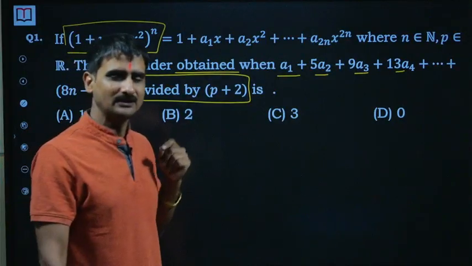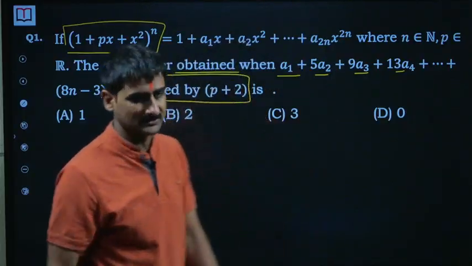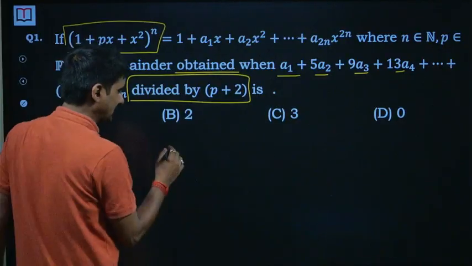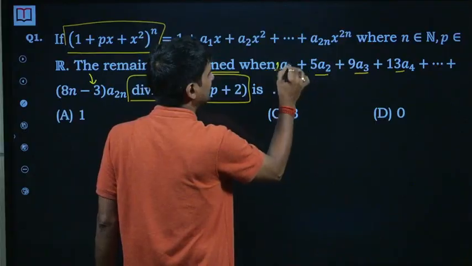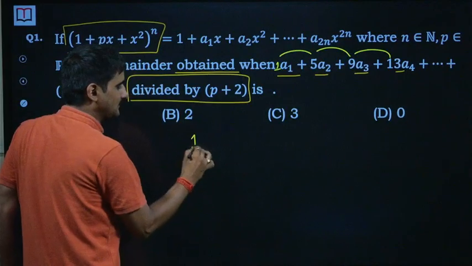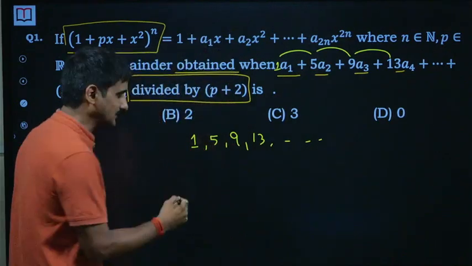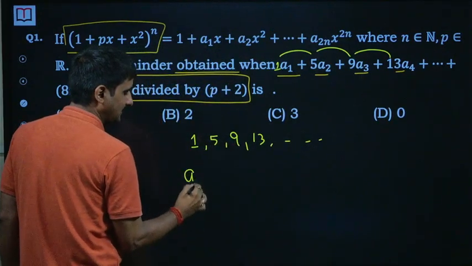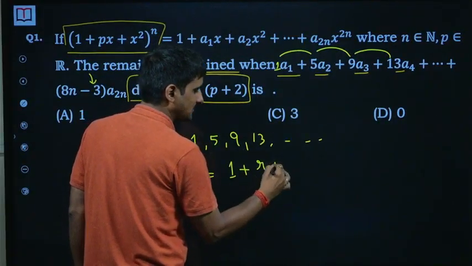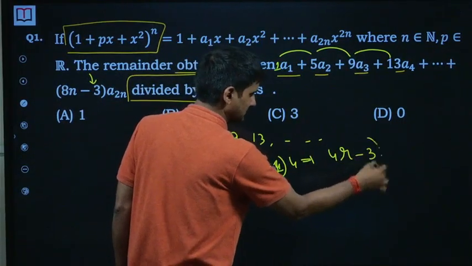As I always say, to solve any series, the first step should be to write the general term. Since they have given this series, we may go for 1, 5, 9, 13. That's a simple AP. So the rth term, Ar, will be 1 plus (r minus 1) into 4, and that's nothing but 4r minus 3, isn't it?